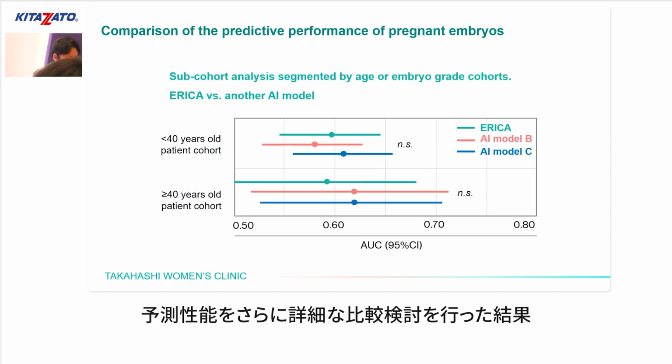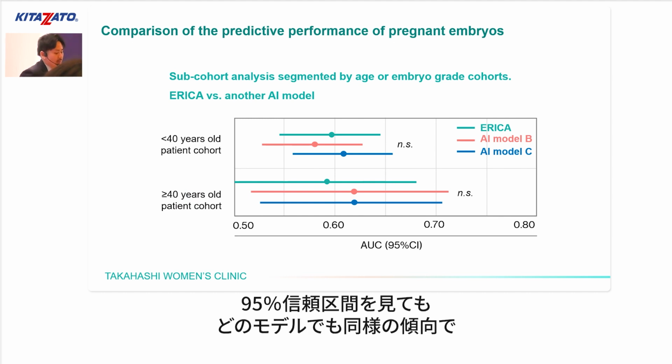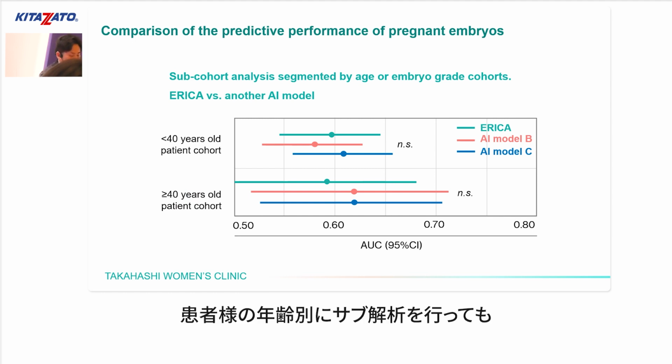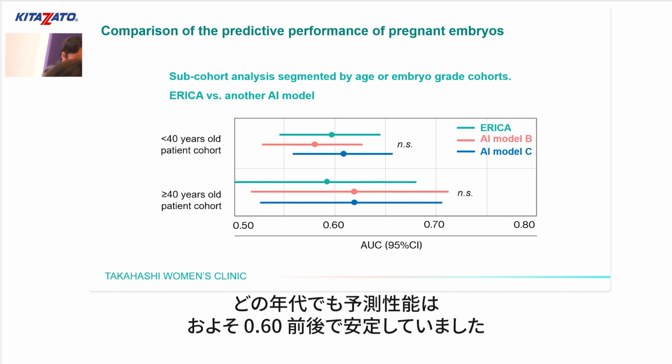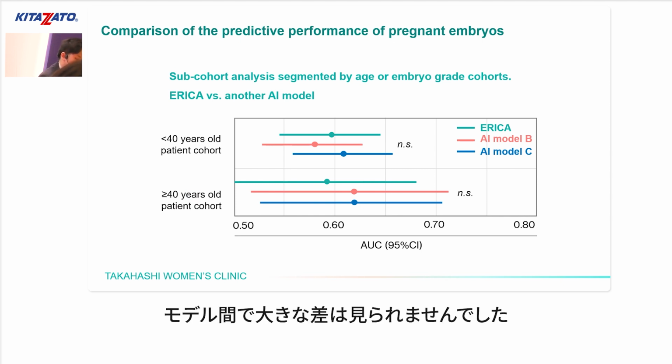In addition, calculation of AUC was performed on different subcohorts to determine the reliability of selecting high potential embryos. This figure shows the AUC and 95% confidence interval for each AI model. In the analysis of the subcohort classified by patient age, the AUC was around 0.60 regardless of age category in all AI models, and there were no significant differences in these AUCs.